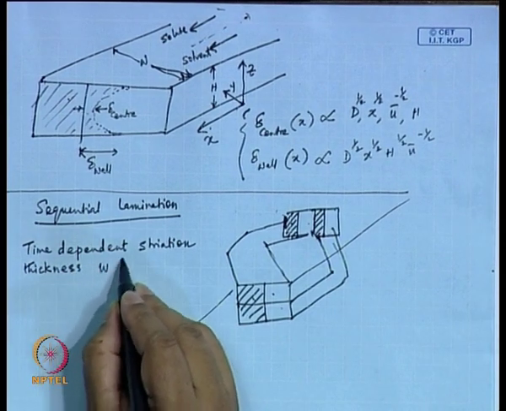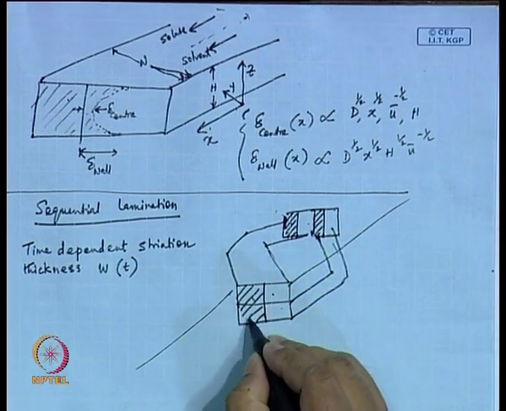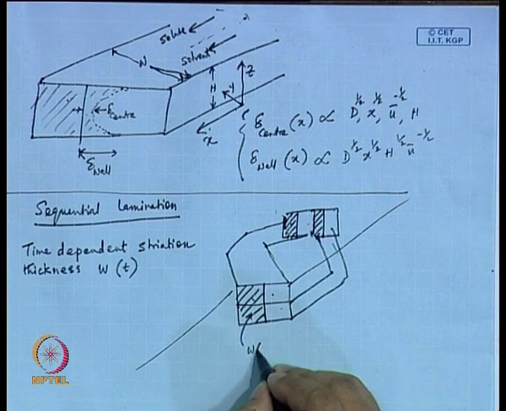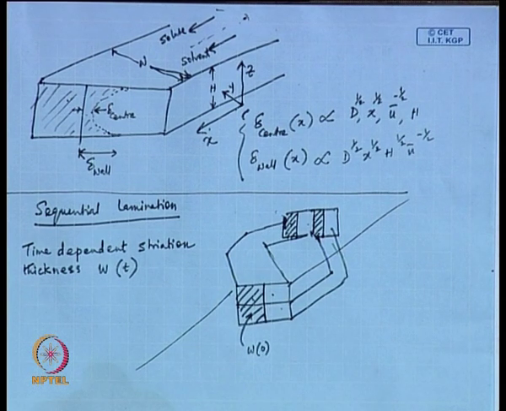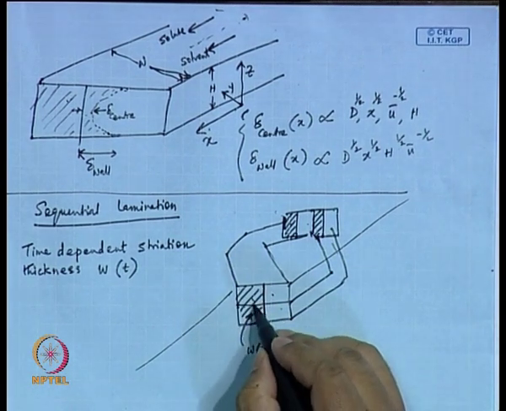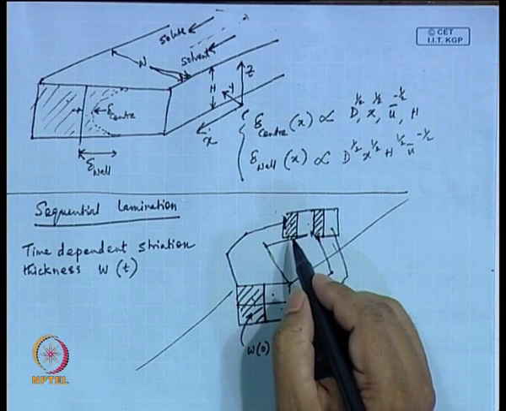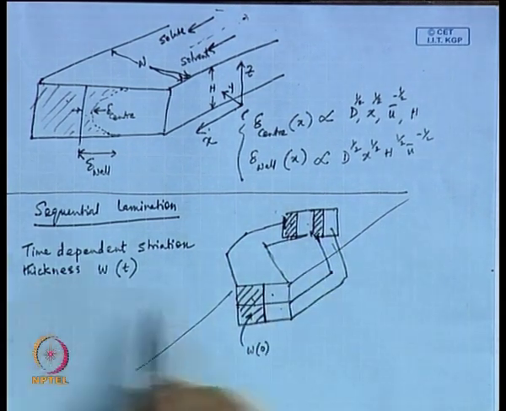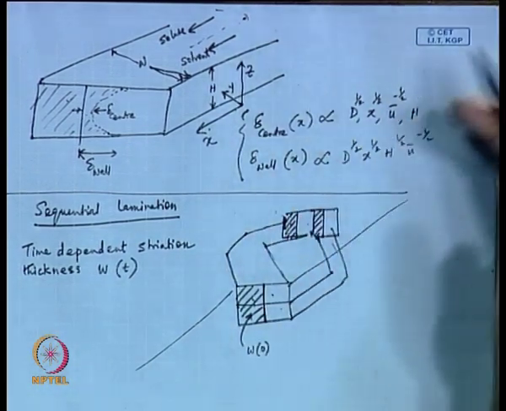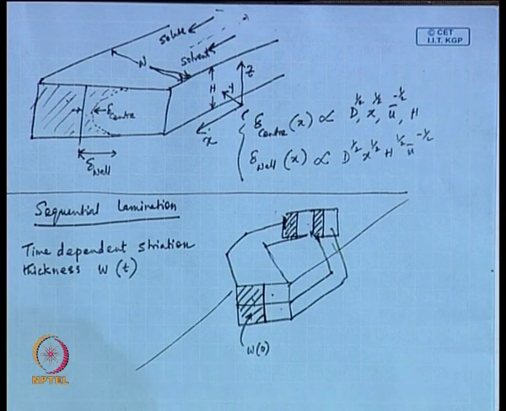We call this W_T, this is W0. So, at t equal to 0 you have a striation thickness, we call this say W0, and this thickness is going down, it is becoming smaller. We call this a time-dependent striation thickness, W_T, because it continues with time.